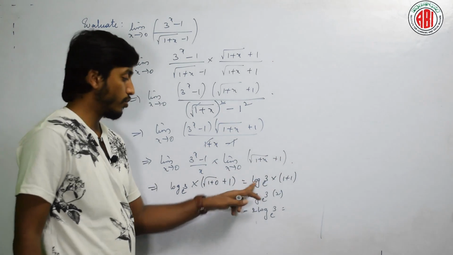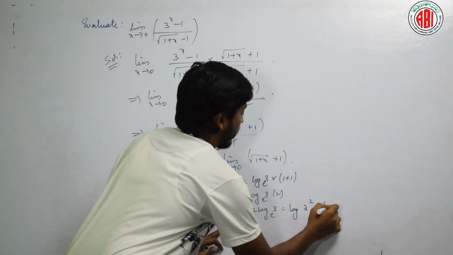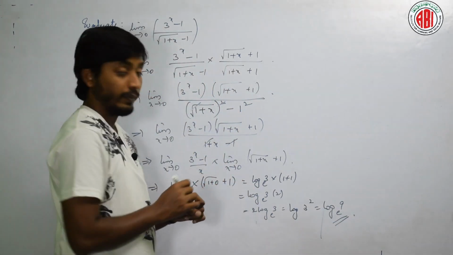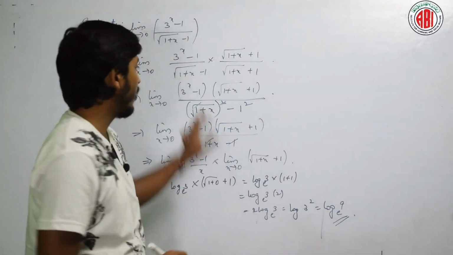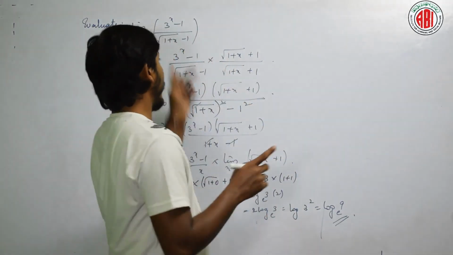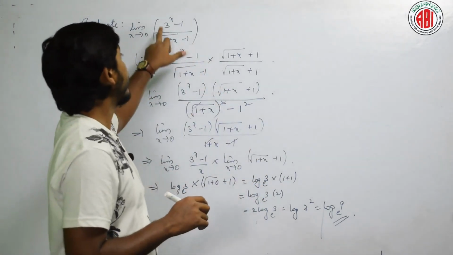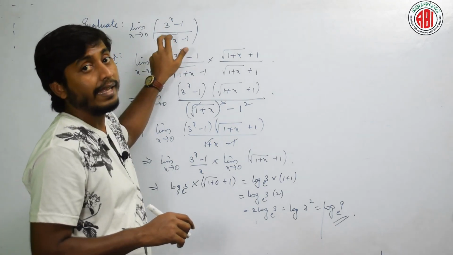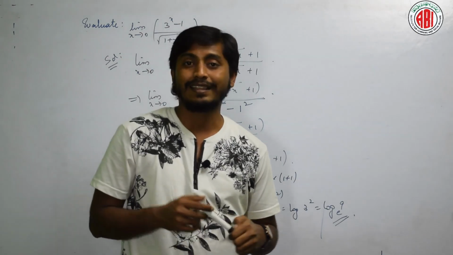If this 2 goes to the power, it will become log 3 square, that is log 9 to the base e. Is it not easy to solve? Yes or no? This is how we have to remember. See here, there is one more kind of question in your example which you have to practice. Here there is (3 power x minus 1) by (root 1 plus x minus 1). We have rationalized the denominator so that we got the answer as log 9 to the base e.